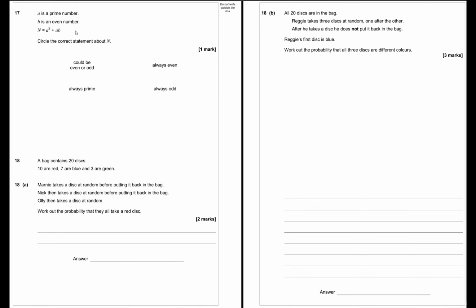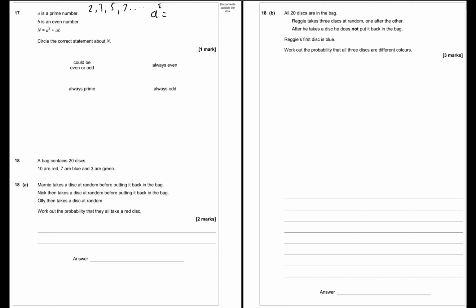Okay, question 17. A is a prime number, B is an even number, and n equals a squared plus ab. So, circle the correct statement about n. So we want to find out whether n is even or odd. Okay, so let's think about a. A is a prime number. So prime numbers, let's list them out. So we've got 2, 3, 5, 7, and so on. So prime numbers can be even or odd, can't they? So what about a squared? If a is a prime number, a squared can also be even or odd.